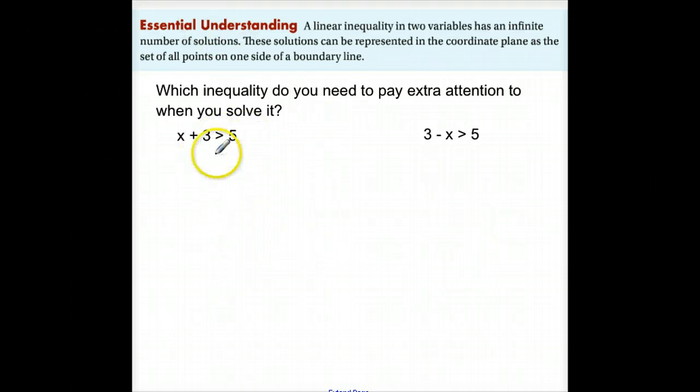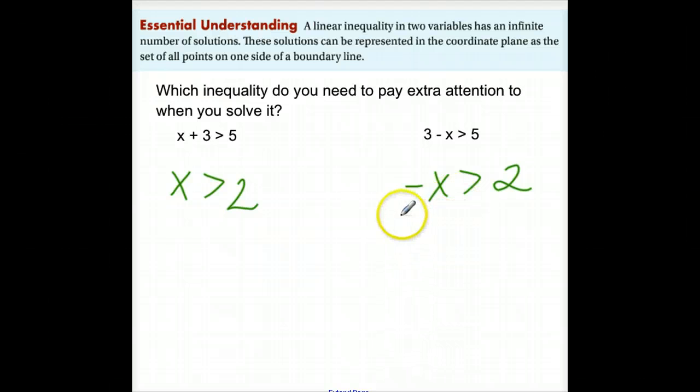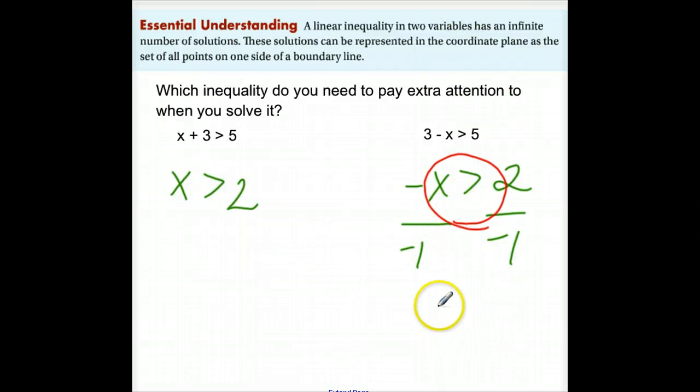Just a quick reminder, which inequality do you need to pay extra attention to when solving? Solving is getting the variable by itself. Here I would just subtract 3 from both sides and I get x is greater than 2. In this case, I subtract 3, but to get x by itself I need to divide both sides by -1. When you do that with an inequality, don't forget that as you divide or multiply by a negative number, the inequality sign flips. This would be your answer. Keep that in mind as we work today.